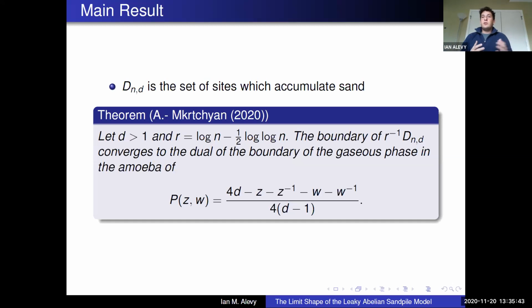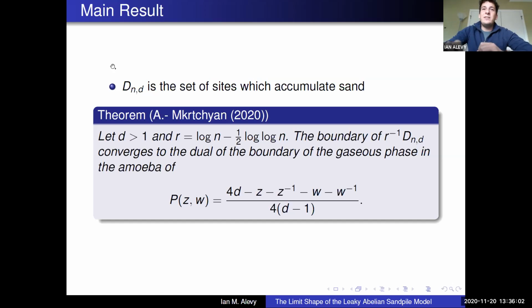Now I want to describe our result. This is joint work with Sevak Mkrtchyan. We're looking at the case with positive dissipation. That is, each time a site fires, some chips are lost.